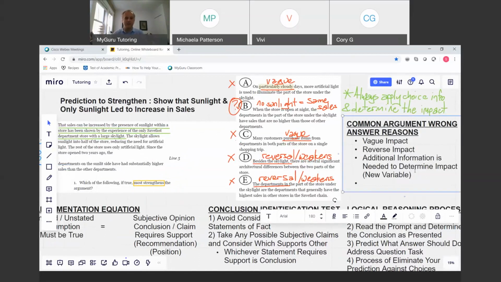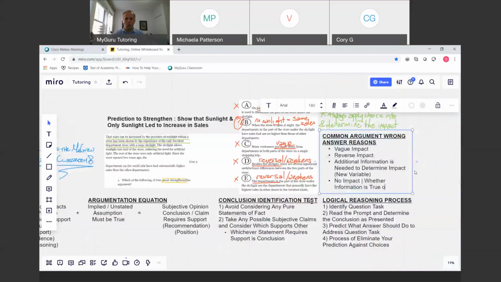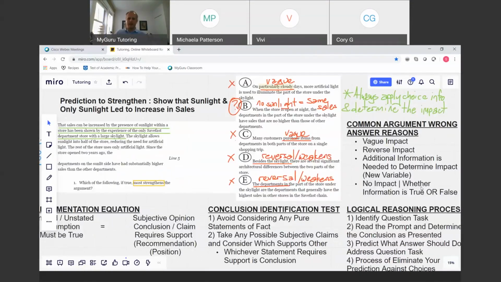And lastly, and this is the one that you have to be most careful about, is no impact. Because what I think you may have thought when you saw B is, who cares about at night, right? I'm talking about the sun. Why do I care about at night? But opposite. So if you're going to say something has no impact, that must be whether the information is true or false. Because basically you've got to apply both the statement as it is and as the opposite. Because here, the store is open at night, the departments in the store under the skylight have sales that are no higher than those of the other departments. You're like, well, that's weird to say.